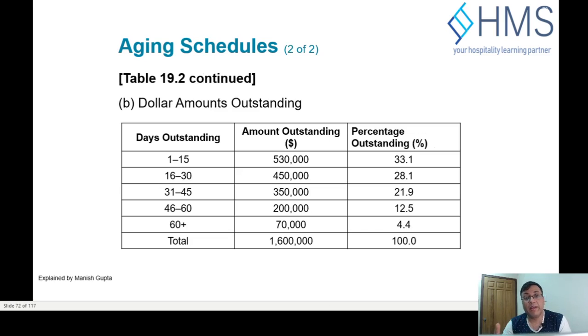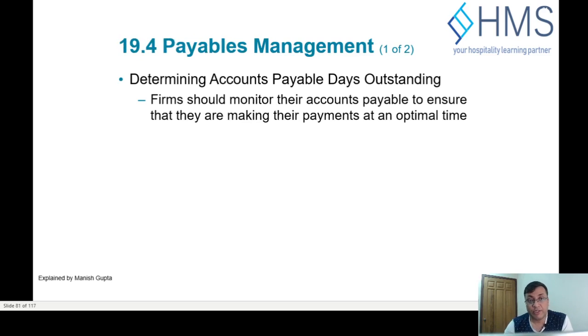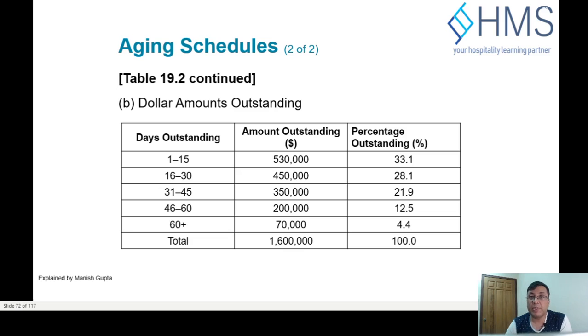In a similar way you can calculate the amount outstanding as well. The amount is more crucial, and it's supported by the number of accounts. So this is how you can prepare the aging schedule. Normally the company's accounting systems generate these kinds of reports, but if not, then the finance staff has to prepare this manually.